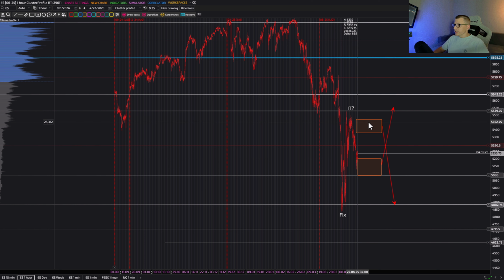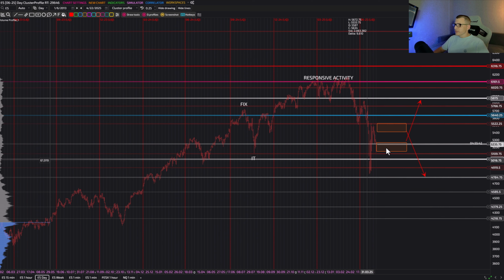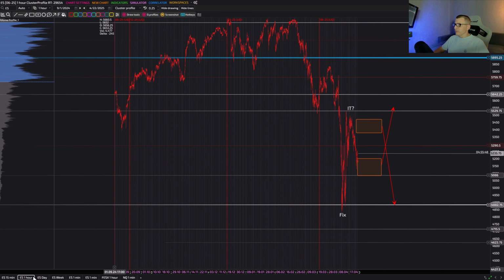Now what weakens our factors for buy? On a weekly time frame, the buyer's responsive activity is not formed. On the daily time frame, the buyer's responsive activity is not formed. On the hourly time frame, this key resistance level, 55.30, is not repositioned.